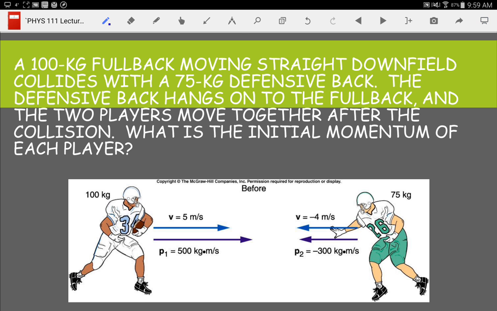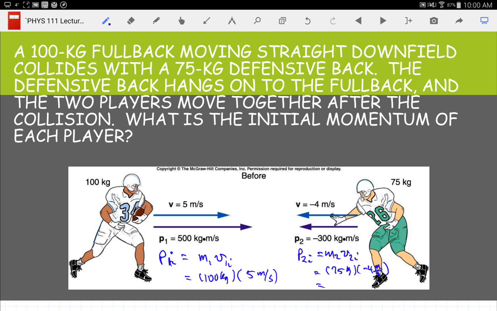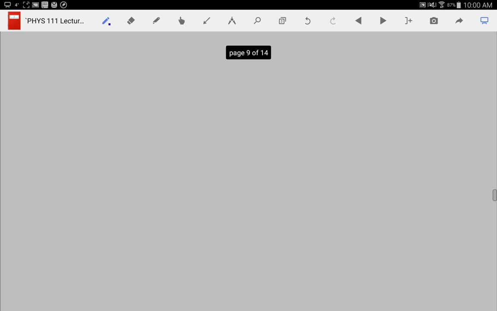Okay, so now we're actually going to do a problem here. What is the initial momentum of each player? Well, it's calculated right here. How did that calculation occur? And this one here was p2 initial, mass 2 times v2 initial, equals 75 kilograms times minus 4 meters per second. What does the minus 4 signify? It's going in the negative direction, right? It's important that we remember what those directions mean. And so we have how we calculate those two values.